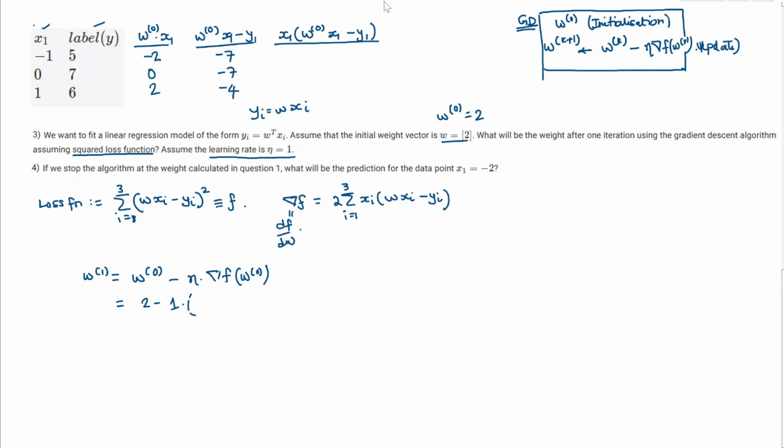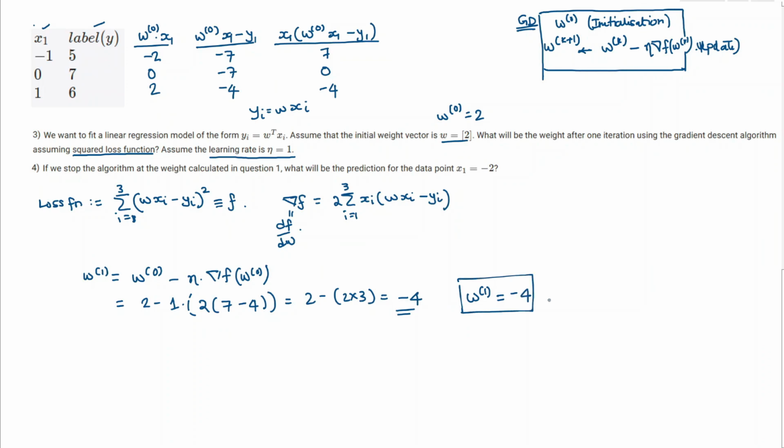Now we can write this as 7, this would be 0, and this would be minus 4, right? So we have 2 minus 1 times 2 times 7 minus 4, which is nothing but 2 minus 2 into 3, which is equal to minus 4. So minus 4 is the first iteration of W, right?